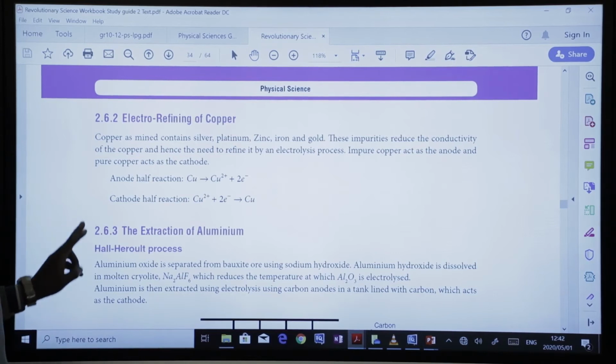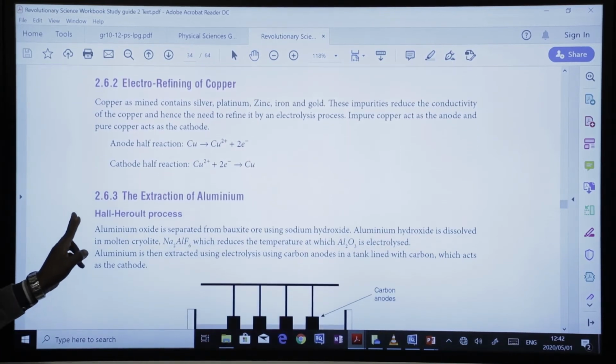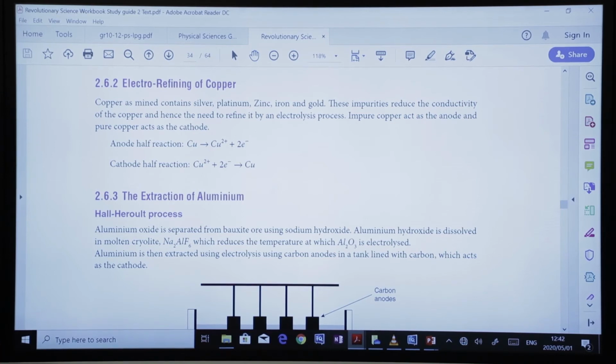So we also use electrochemistry in processes of refining of minerals. One such application is in electro-refining of copper. Okay, so that's why copper is very expensive. It is because they use a lot of electricity to purify it from its mineral ore.